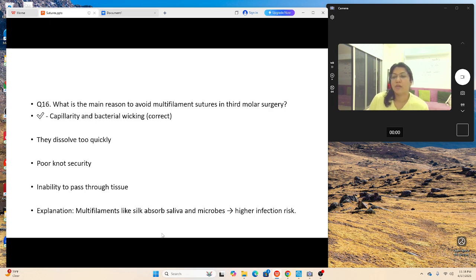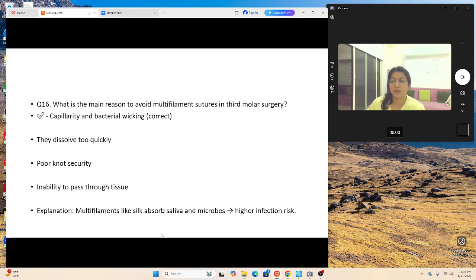What is the main reason to avoid multifilament sutures in third molar surgery? See, multifilaments are like braided sutures which are like silk, and they will absorb more saliva and microbes, which again would result in higher infection risk. Correct? And that is why you should be avoiding them. So what is the main reason? It's capillarity and bacterial wicking. Wicking is basically providing mesh for the bacteria to come and adhere. So you don't want that, and that is why you don't want a multifilament.